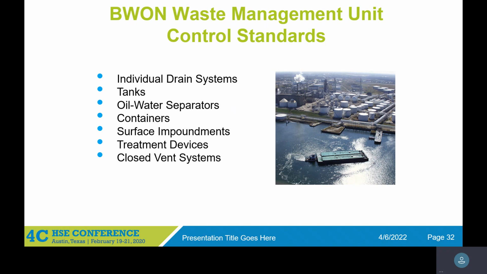So here they are. You have individual drain systems, and we'll talk about what each one of those are. You have tanks, oily water separators, containers like vacuum trucks or frac tanks, right? Surface impoundments, which nobody ever controls. If you ever find a surface impoundment and you control it, let me see it. Then there's treatment devices, and then closed vent systems. Those are your 7 different types of waste management units. So in order for it to be a waste stream, it has to land in one of these, right?